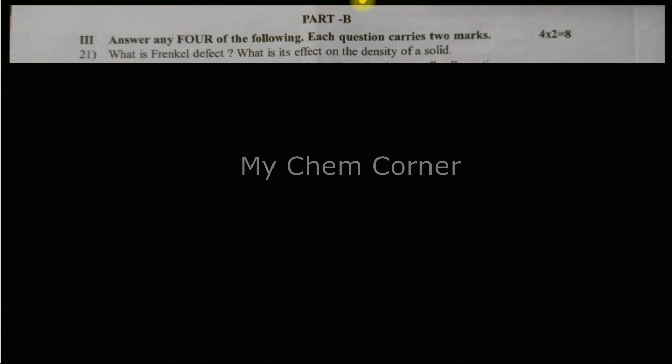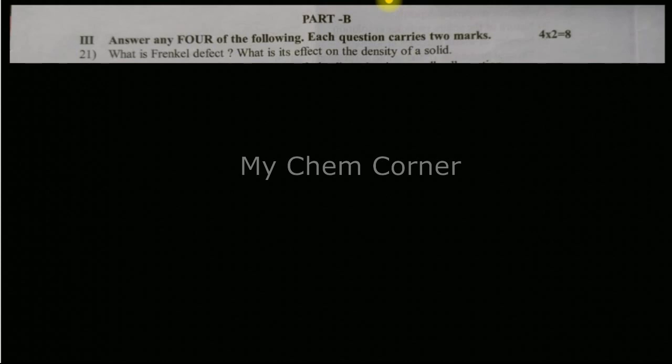So next is from part B. Now part B is a combination of all inorganic, physical and organic chemistry. Now here we are given with these questions carrying 2 marks. So you need to answer any 4 out of the following. Alright. So the 21st question is, what is Frenkel defect? What is its effect on density of a solid? So 1 mark is for the definition and 1 mark for the effect on density of a solid.